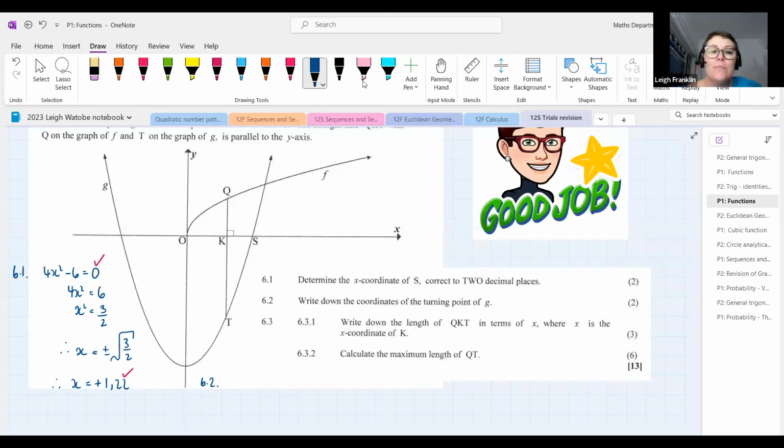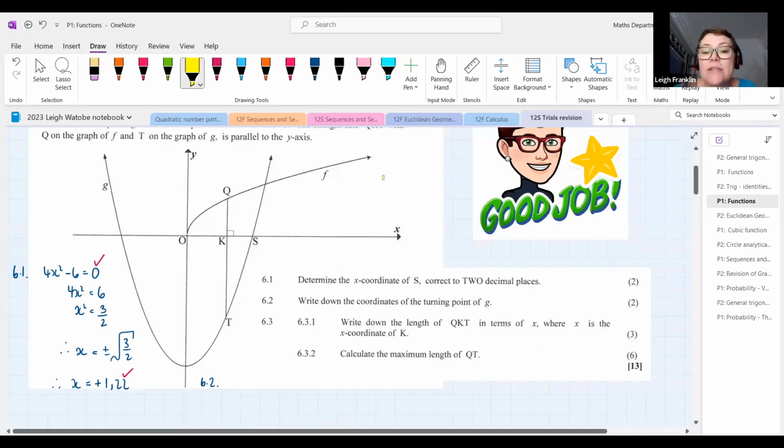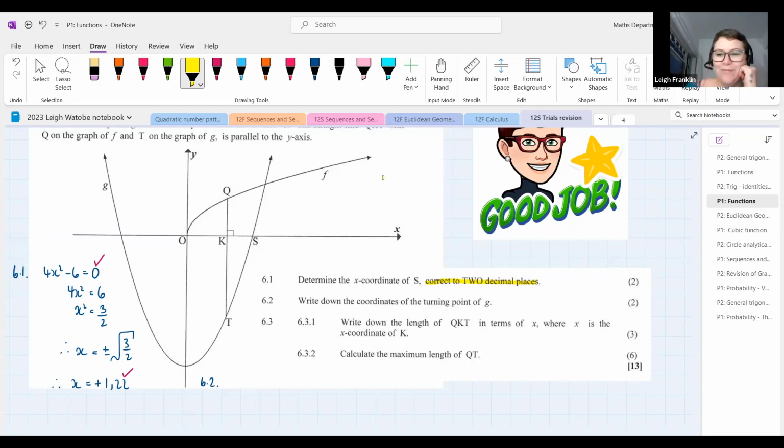Ma'am, would it be wrong if we leave it in the decimal form? No, that's exactly what they wanted. Okay, because it does say here correct to 2 decimal places. I'm just highlighting that in yellow for you. All right, so that's what they wanted from us in this case, was in decimal form.